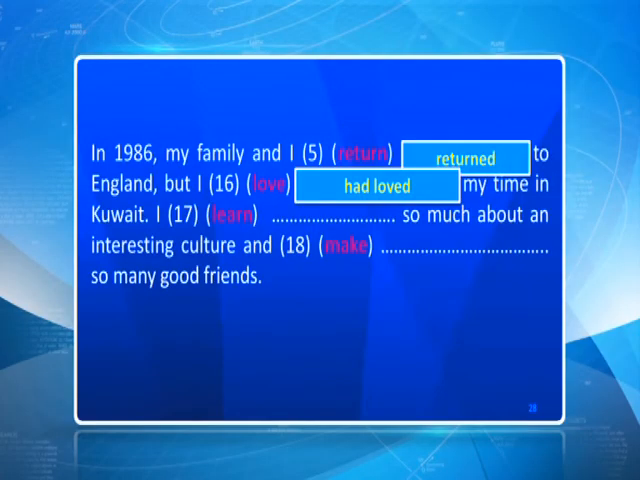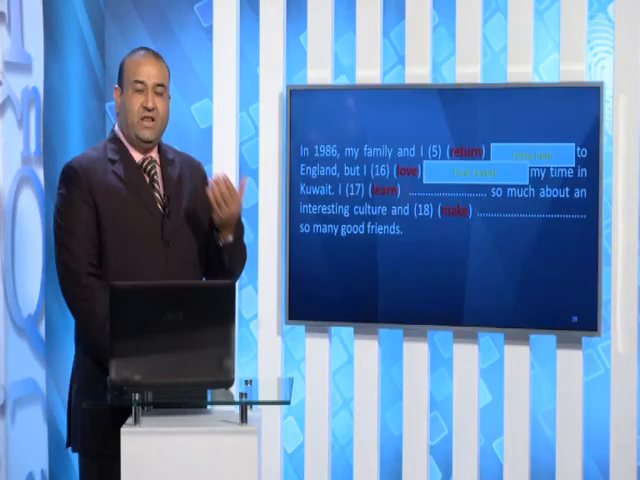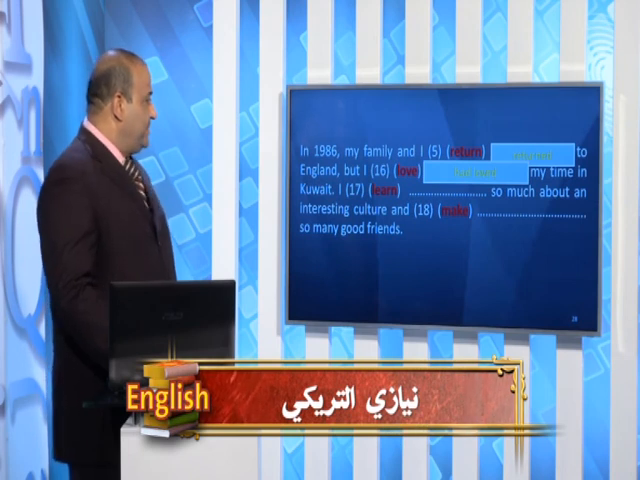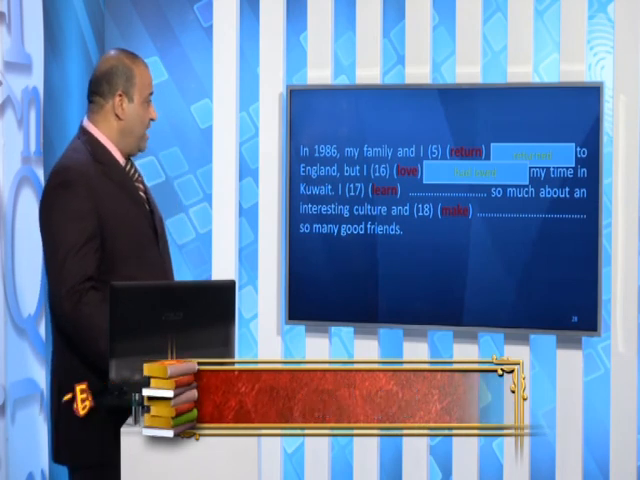I, verb to learn, so much about an interesting culture. It's clear that this author is talking about the Kuwaiti culture. And, verb to make, so many good friends. So he or she is talking about an experience that had taken place before leaving Kuwait for England. Think about it a little bit. I, verb to learn.